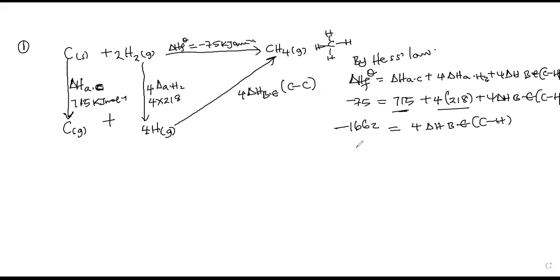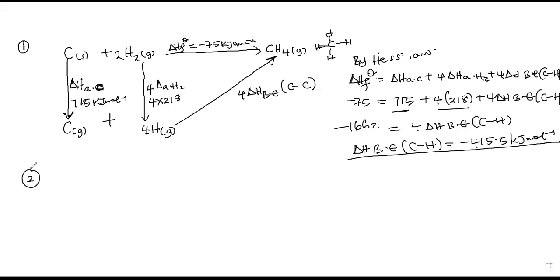So you can get the final answer by dividing by 4. You divide by 4 both sides and you get your bond energy of the carbon-hydrogen bond as negative 1662 over 4, which is negative 415.5 kilojoules per mole. That is what we shall have as the first example.